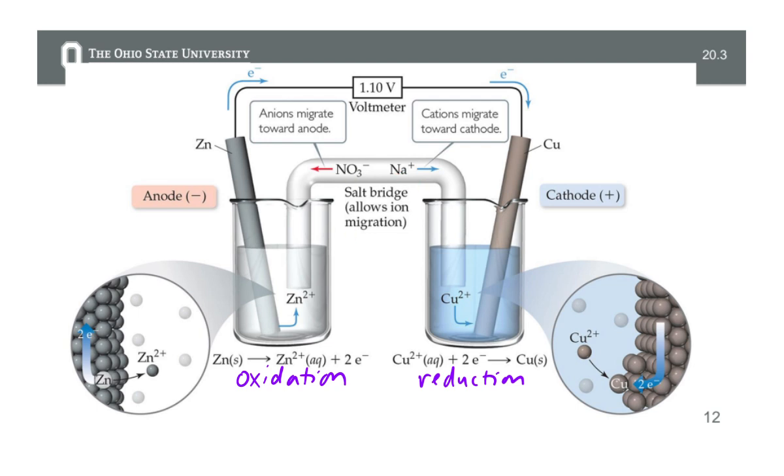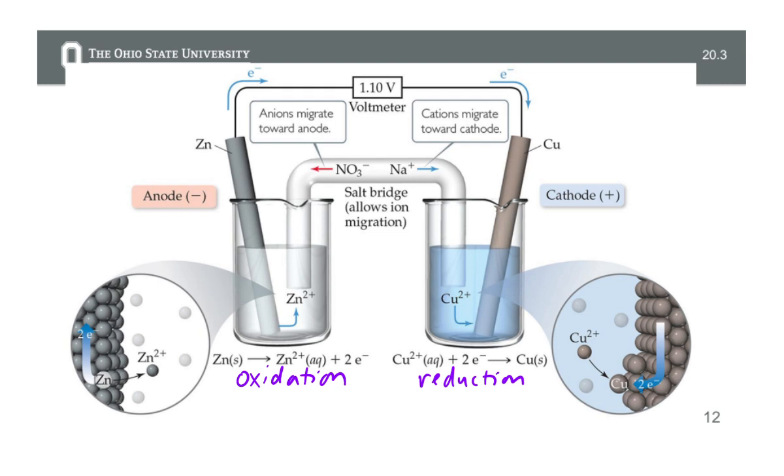And the salt bridge allows for charge to flow. If we didn't have this salt bridge, we would have electrons flow from the anode to the cathode only momentarily, and then they would stop because we would have a buildup of charge. Okay? So because we have this salt bridge, it allows for this cycle of charge to move.